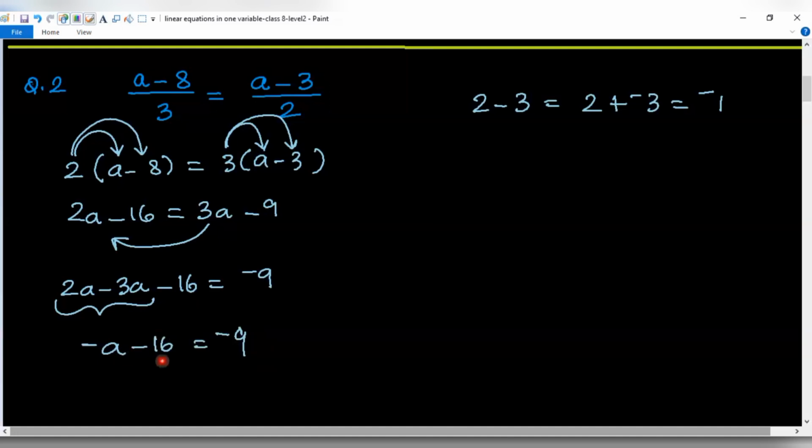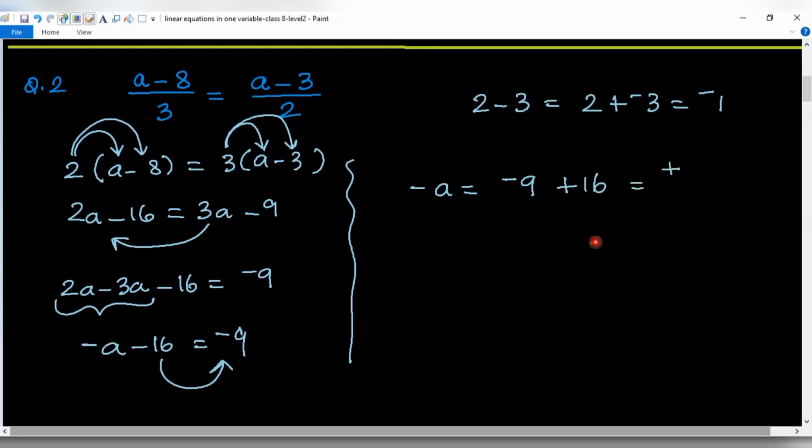In the next step, we have to take this minus 16 to the right side. So what we have here is minus a. So minus a is equal to minus 16 going towards the right. It will become plus 16. So here we have minus 9, then plus 16. Here we are adding a positive with a negative number. Positive is bigger, so the answer is also positive. Then just subtract 16 minus 9, that is 7. So minus a is equal to 7. Then what is a? Just flip this negative symbol here. So it is minus 7. This is the solution of this equation.